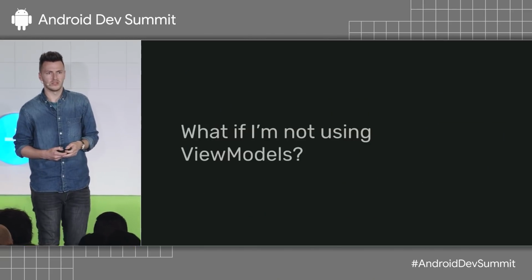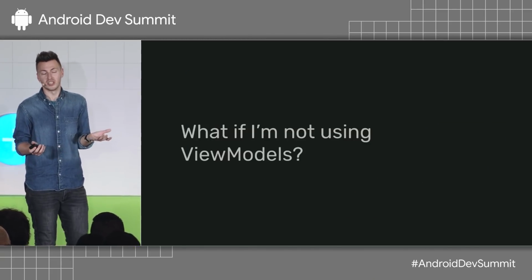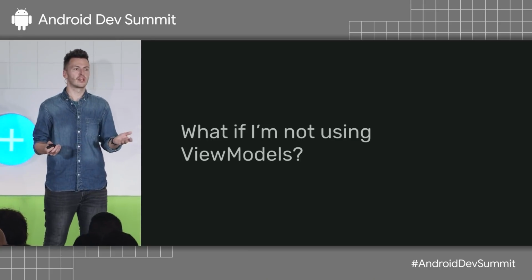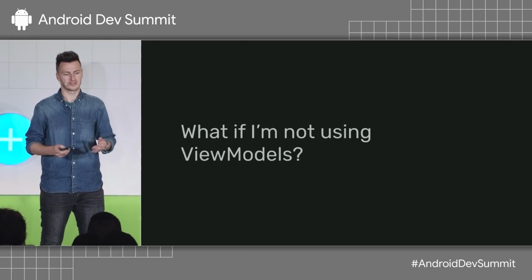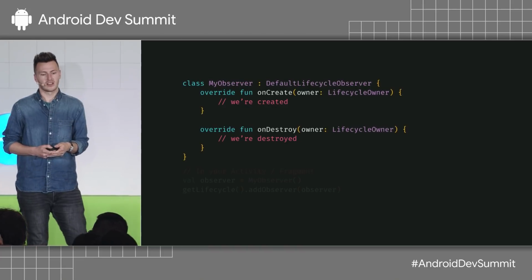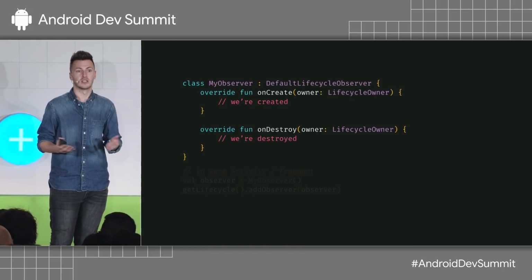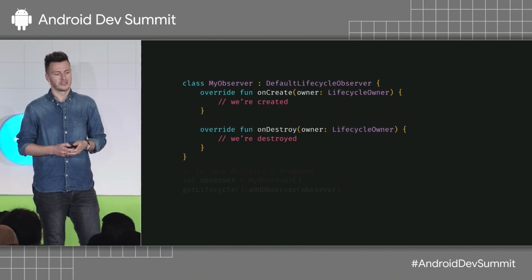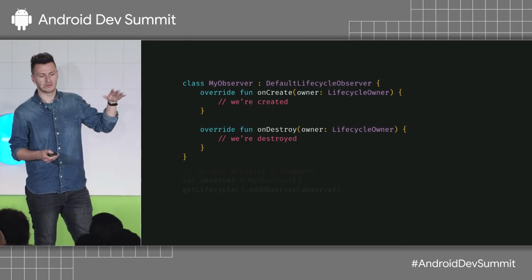But what if you're not actually using view models? A lot of us might not be using it, and we have other APIs which allow you to do similar types of things. So as part of the Android architecture components, we added listener functionality for lifecycles. Here's a very quick example of how you use them generally.